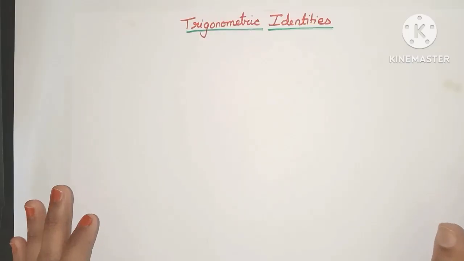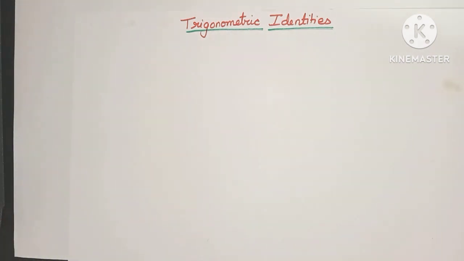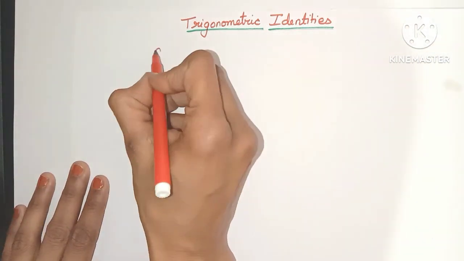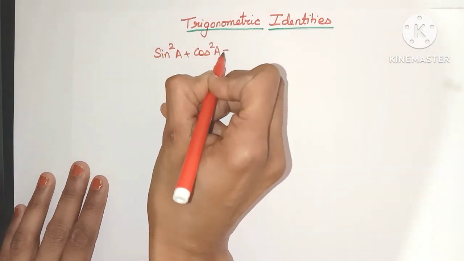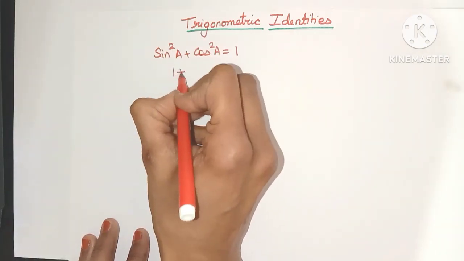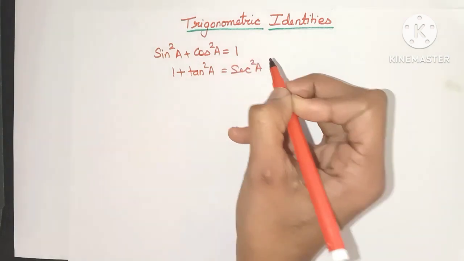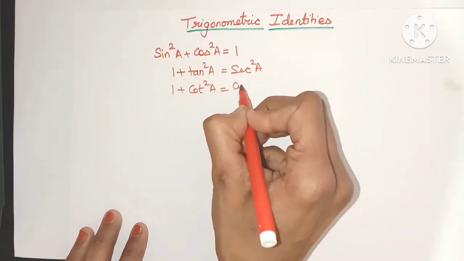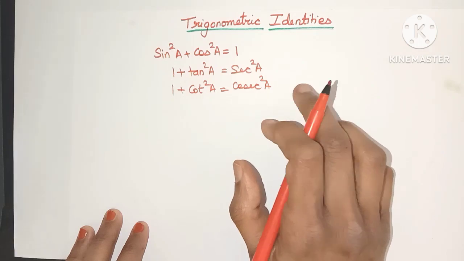So friends, last but not the least, we come to the trigonometric identities. Well, this year we are going to study 3 trigonometric identities which are very important. The first identity is that sine square A plus cos square A is equal to 1. This is the first identity. The next identity is that 1 plus tan square A is equal to sec square A. And the third identity is that 1 plus cot square A is equal to cosec square A. So these are the three identities that are very important.